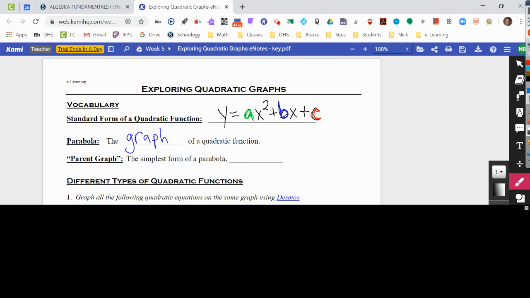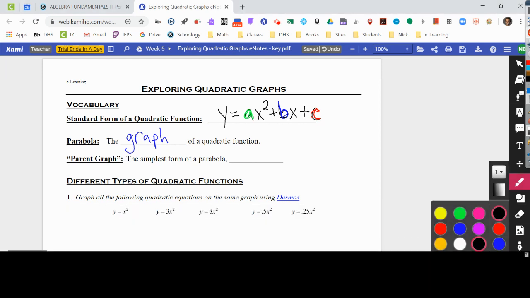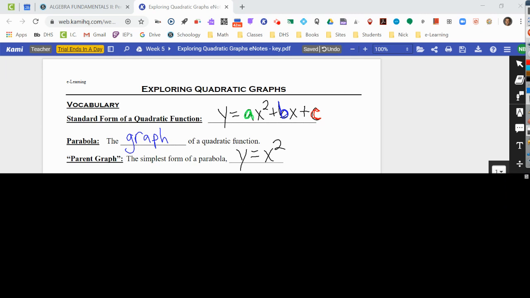That's like the shape, right? That U shape. And then another vocab word here is called the parent graph. The parent graph is kind of like the starting graph. It's the simplest form of a parabola, right? And your parent graph is always going to look like this here, y equals x squared, because that is the basic level of a parabola or a quadratic function. So when we explore our graphs in a minute, we're always going to include this parent graph so we can see what the original one looks like and then see what happens to the original graph as I do things to it, okay?